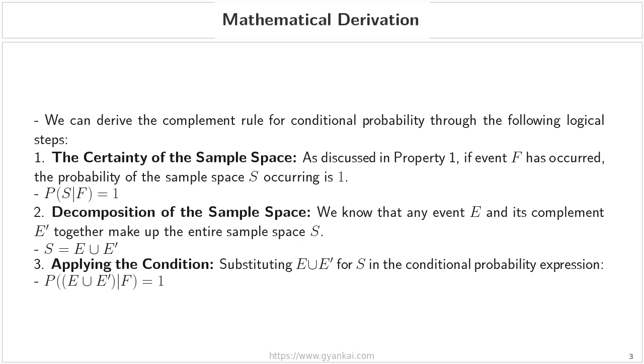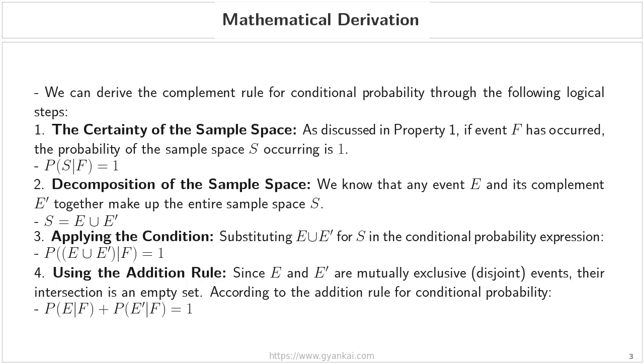Third, we apply our condition to this relationship. Since we established that the probability of the sample space S given F is 1, we can substitute our decomposed parts into that expression. This gives us the probability of E union E prime, given F, equals 1.